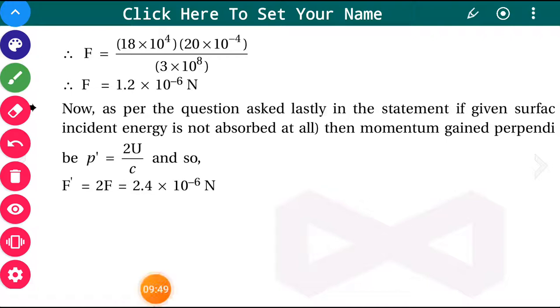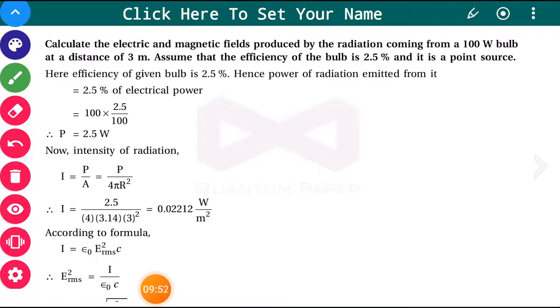Just for the understanding, this is explained. Now we have 8.5: calculate the electric and magnetic fields produced by the radiation coming from a 100-watt bulb at a distance of 3 meter. Assume that the efficiency of the bulb is 2.5% and it is a point source. This we have to calculate.